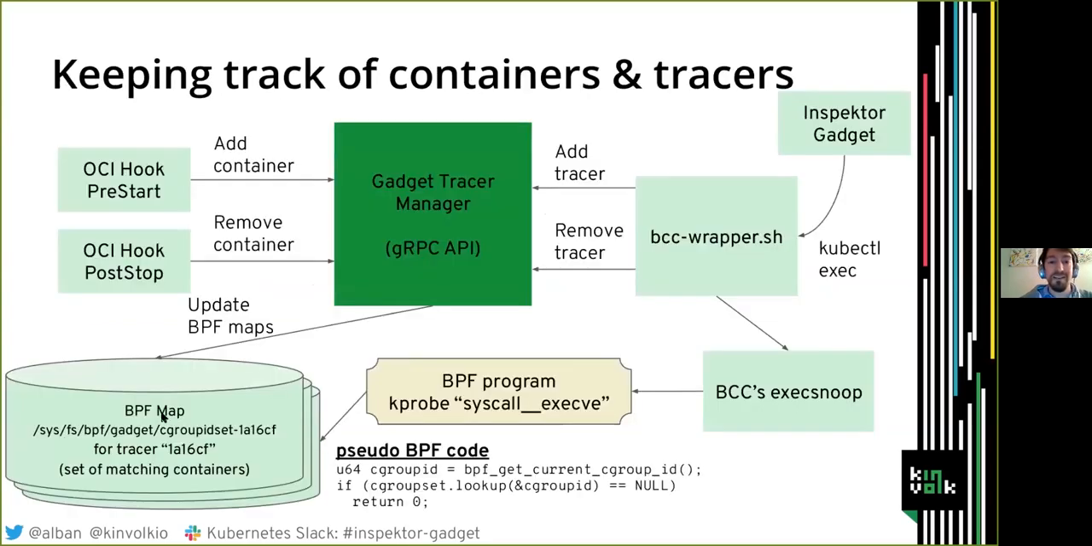So here is the central component, the gadget tracer manager. Its role is to keep track of the different containers that exist and the different tracers that exist and see how to match them to each other. And it will update a BPF map, that's kind of a global variable, listing the different containers that will be traced by each tracer. And that will be used by the BPF program to select what to filter.